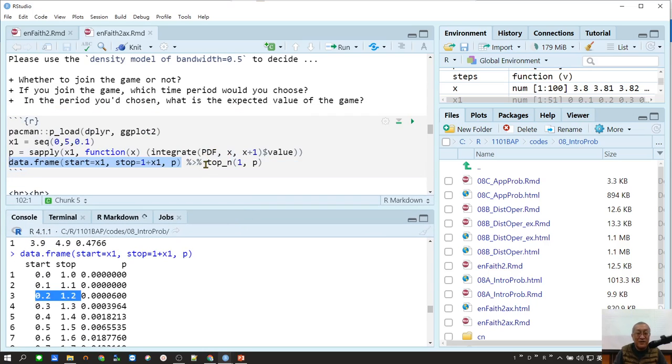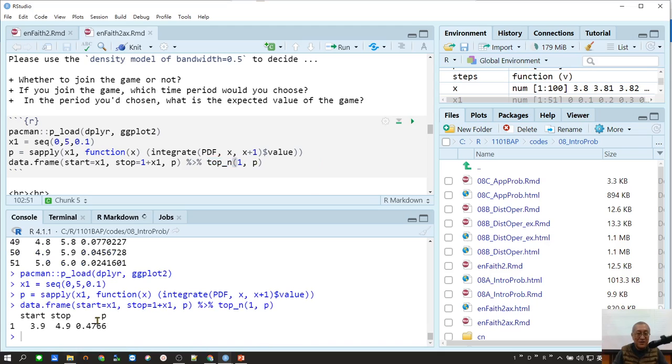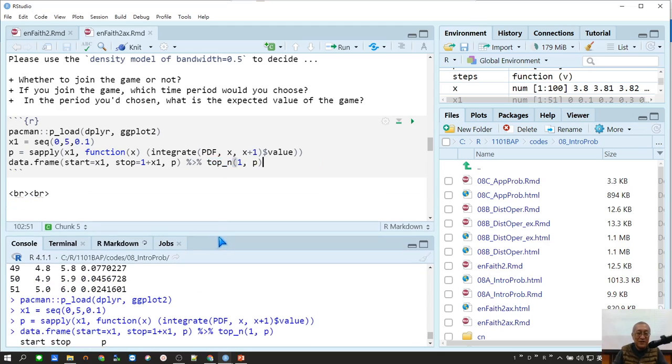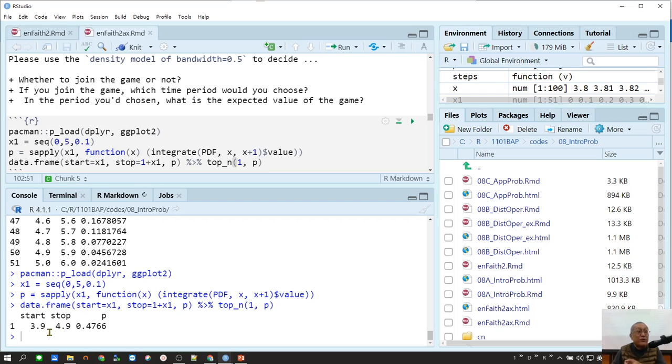So what is the highest probability? Still remember this top n, right? So I want to pick out the period that has the highest probability, right? So the period that has the highest probability would generate the highest expected payoff, isn't it? Right? So we know this P is these things.